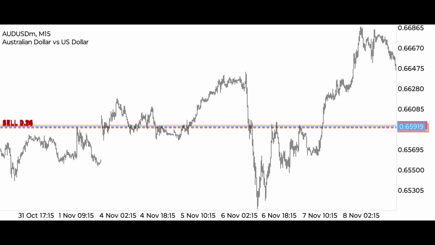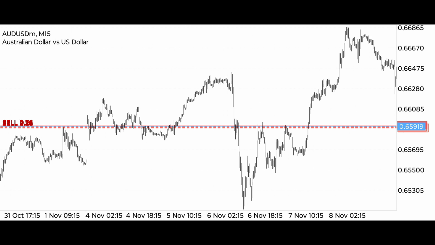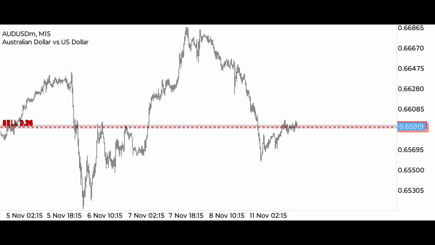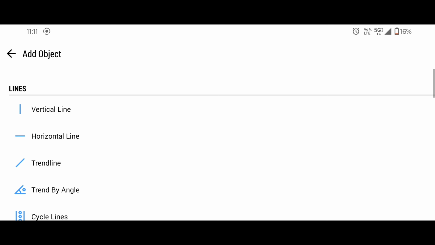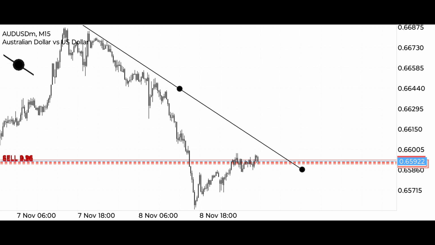The market is currently moving downwards. The previous trend was an uptrend, but the current trend of the market is a downtrend. Here we will first create a downtrend channel, for which I am using the Trendline. We will connect this trend line at the lower high points.